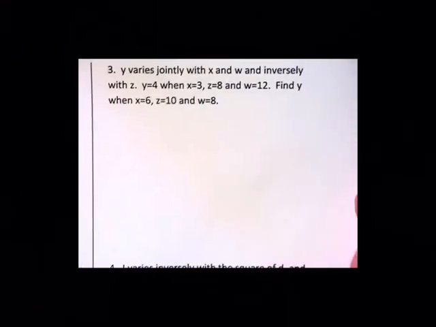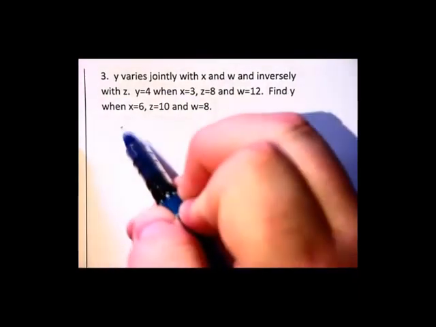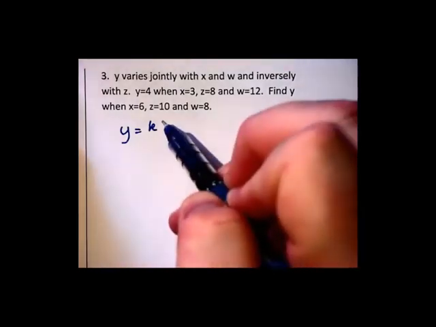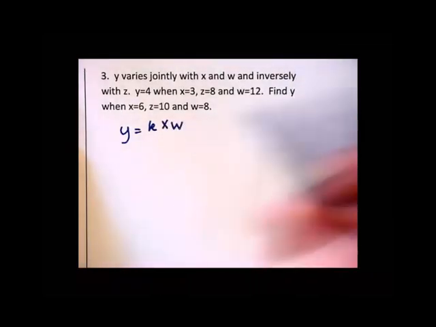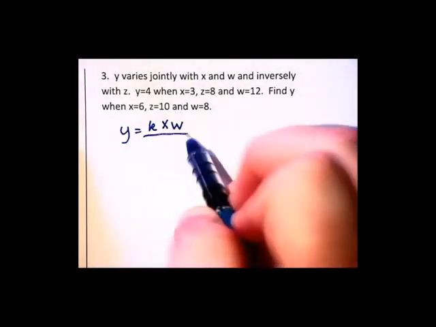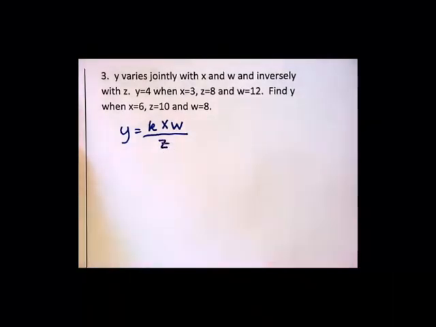This is joint variation. The word joint is used when you have more than one type of variation, such as the Joint Chiefs of Staff are more than one Chief of Staff in command. Y varies. We're going to have Y equals K again, jointly with X and W. It's assumed to be direct variation unless we're told otherwise. And inversely with Z, which tells us to put the Z in the denominator.